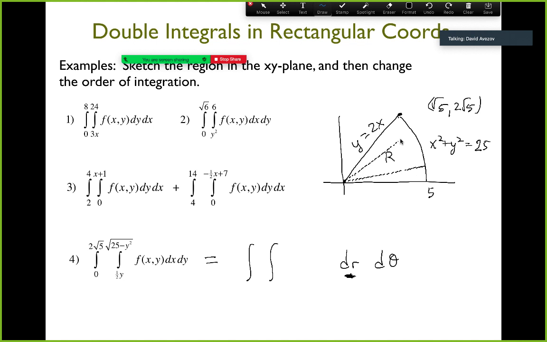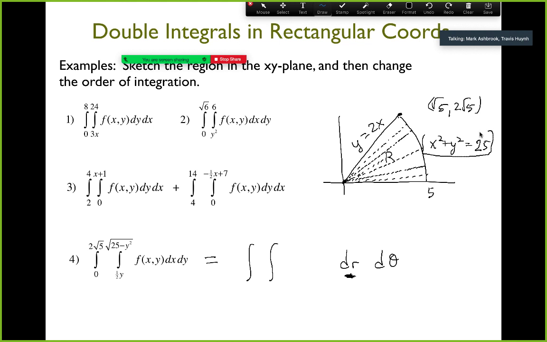It would be constant, so 5. No, we need to hit every point inside the region, right? We need to cover every point inside the region. And r is from inside to out. So look at these lines that I'm drawing. I need to hit every point. So what is r spanning from? From what to what? From 0 to like, I forgot what that equation is.